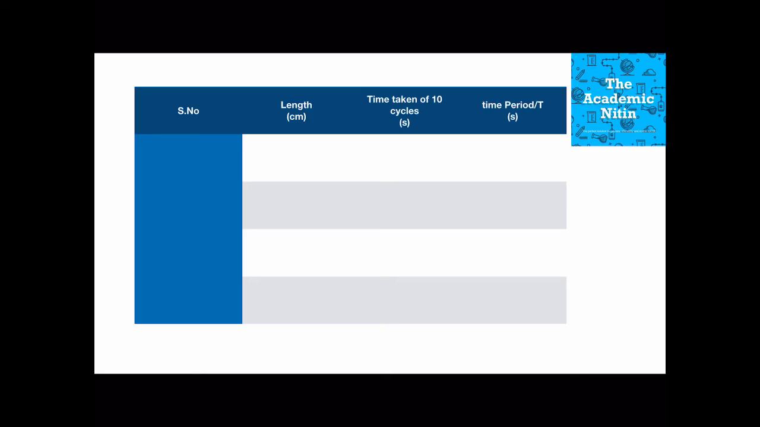So do this for different lengths. For example, for the first one, if I take let's say 5 centimeters, next you take 10 centimeters and so on, and try to plot a graph of the length versus the time period, and you will observe a very good result in the graph, and just analyze it.